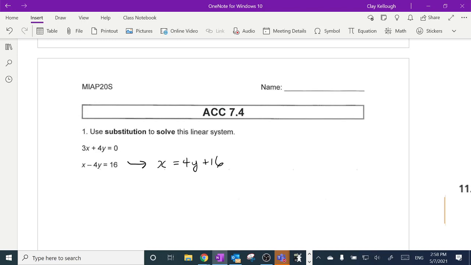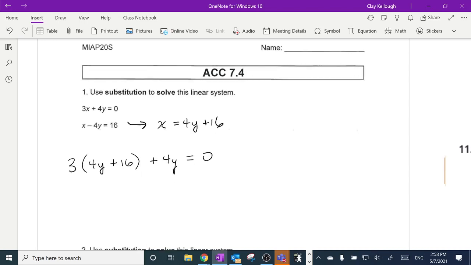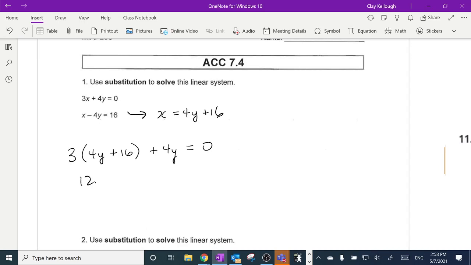Okay, so x is 4y plus 16, so instead of 3 times x, I have 3 times 4y plus 16 plus 4y equals 0. And now I only have one variable, so I have 12y plus, what's 3 times 16? Is that 48? I think that's 48. Stop me if I goof that up. And 12y's plus 4y's is 16y's. I'll minus 48 from both sides, and y is equal to negative 3.